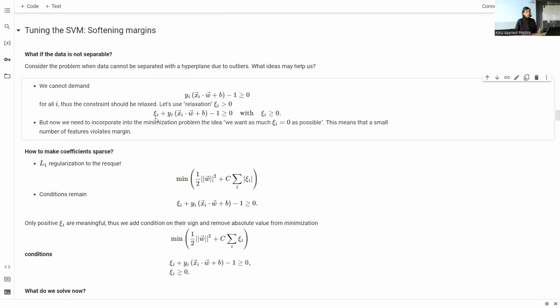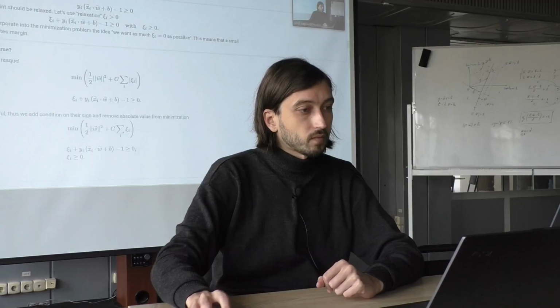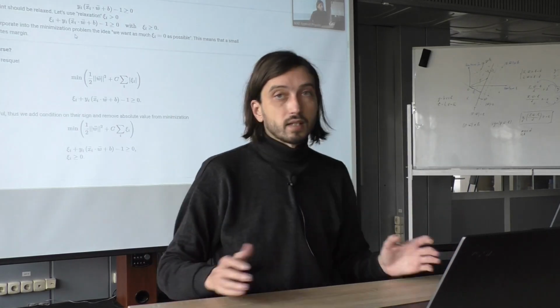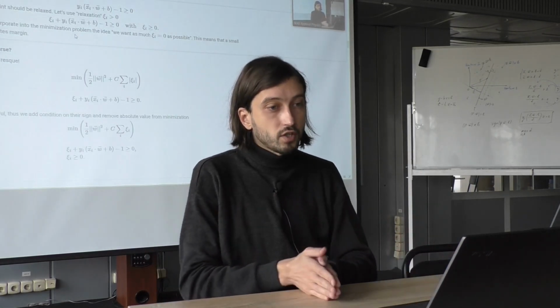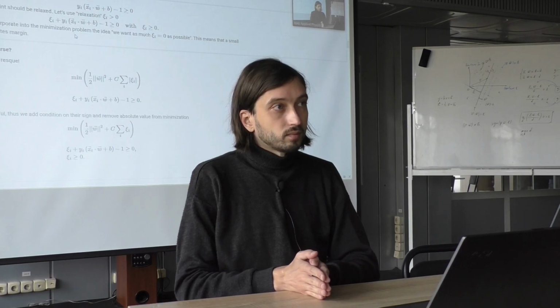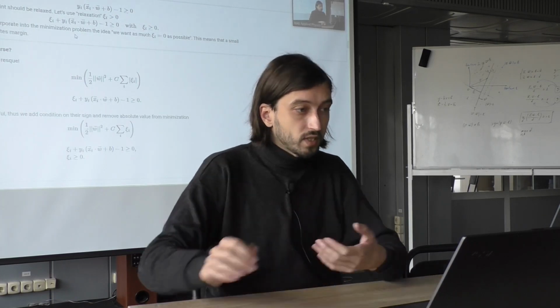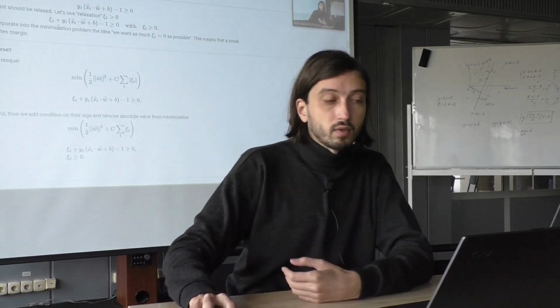And how do you think, what is a reasonable constraint on this psi i? Just from the intuitive ideas that you have about the separation and so on. What will you want to demand from this psi i to be reasonable?